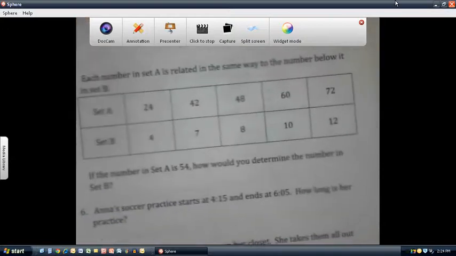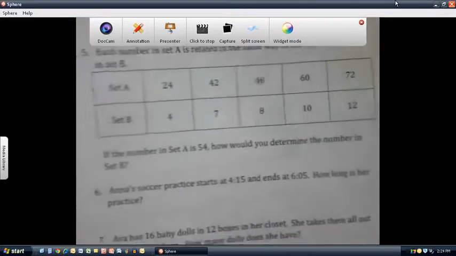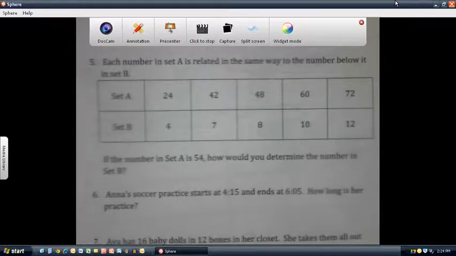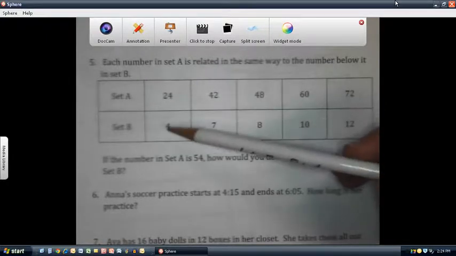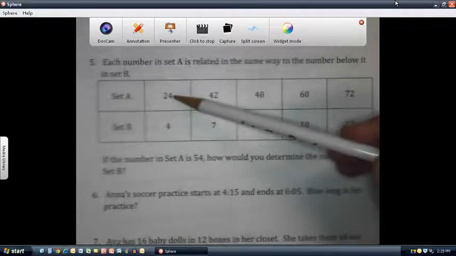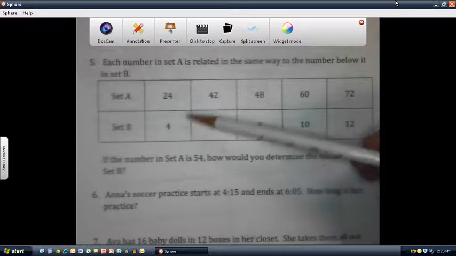Number 5. This was the kind of table that we had on our simulation that some of us thought was multiplication when it was division. This is a great example of the mistakes that we made. Each number in set A is related in the same way to the number below it in set B. So I'm going from 24 to 4, not 4 to 24. If I went from 4 to 24, I'd be multiplying. But I'm going top to bottom.